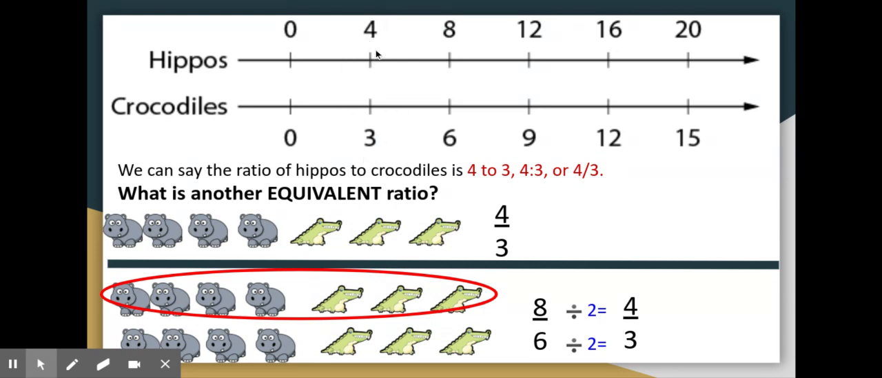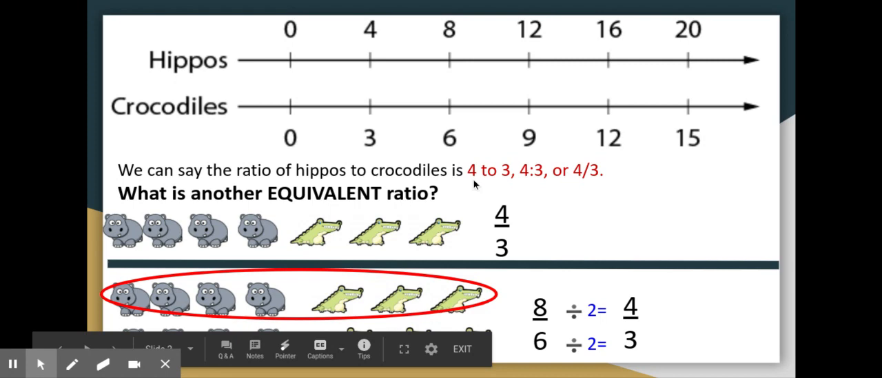So right here we have for every 4 hippos, there are 3 crocodiles. So those two numbers are lined up perfectly, so they go together. If we were to double that and keep that same ratio, we have for every 8 hippos, there are 6 crocodiles. Even though they're different numbers, 4 to 3 and 8 to 6, they are equivalent ratios.